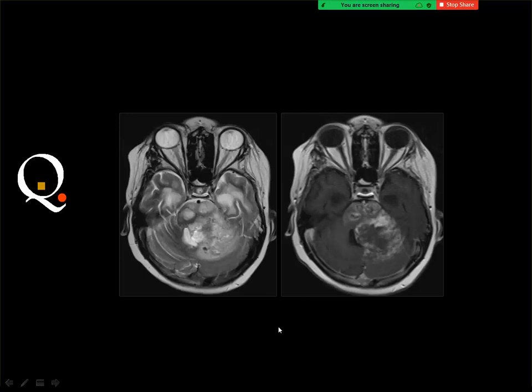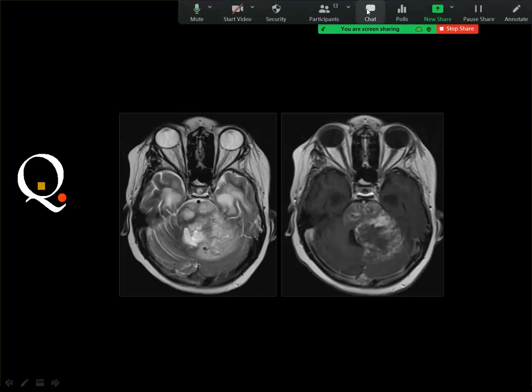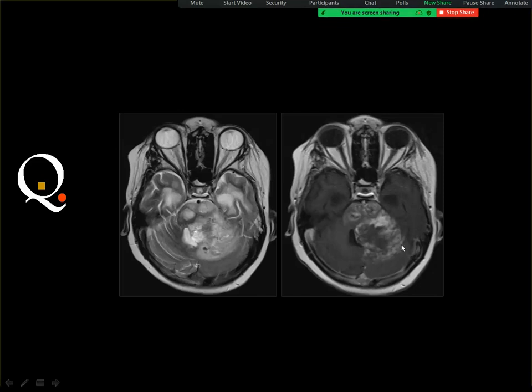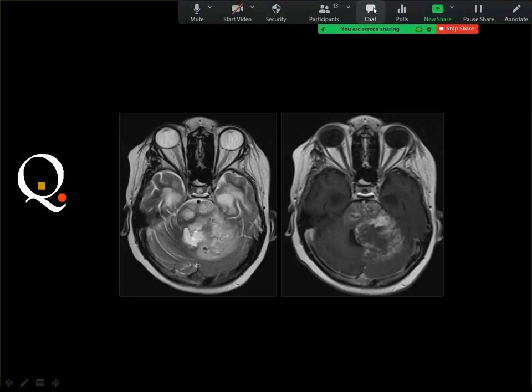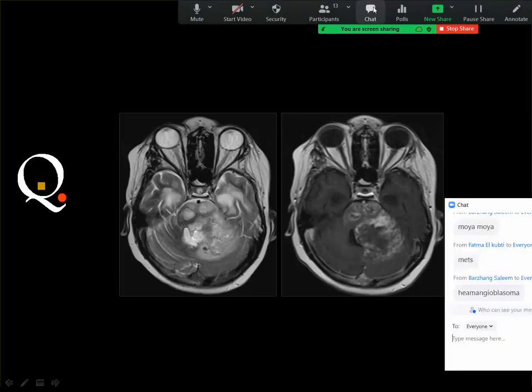Next case is an MRI of the posterior fossa. This is axial T2 and this is axial T1 after contrast injection, and you got a big lesion which affects part of the cerebellum and part of the brainstem. Metastasis.